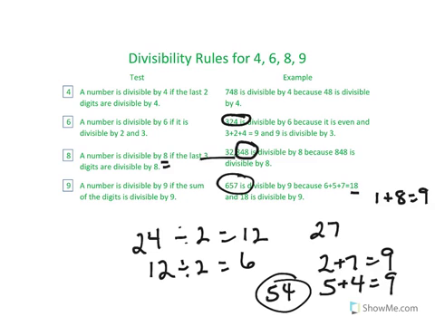Now there are other rules for 7, and there are some other tricky ones. But we're not going to worry about those right now.